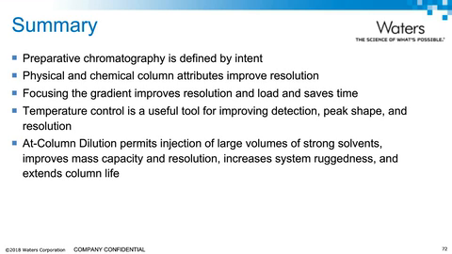Temperature control is a useful tool for improving detection, peak shape, and resolution, and can improve the solubility of some peptides. It also allows us to use more viscous solvents like isopropanol or mixtures of isopropanol and acetonitrile, which are especially useful for breaking up peptide aggregates. And finally, at-column dilution permits the injection of large volumes of strong solvents. It improves mass capacity and resolution and will increase system ruggedness by keeping our sample in solution both in the sample loop as well as on the column, and it extends our column life.